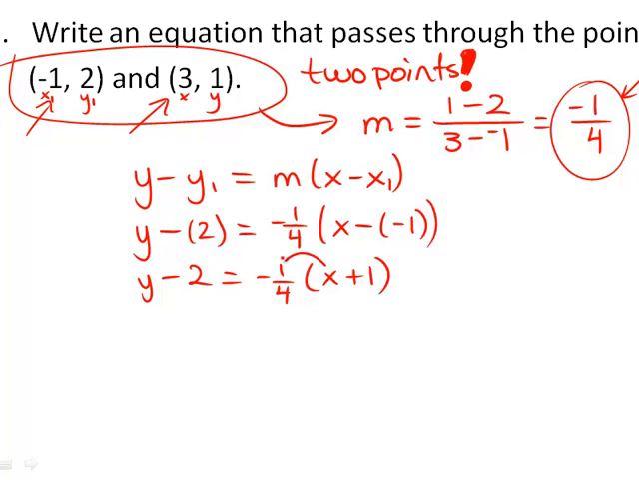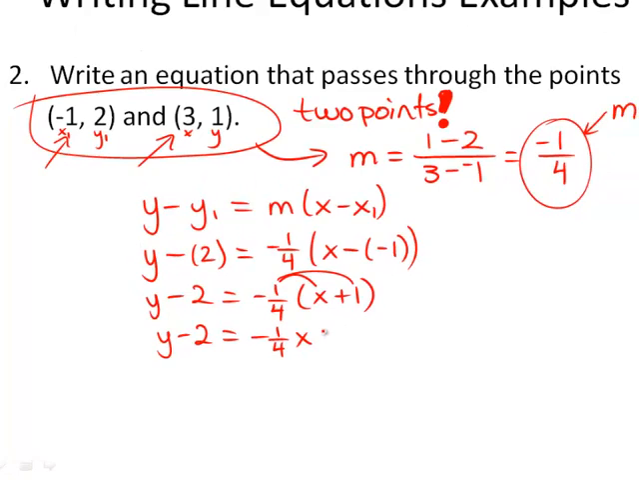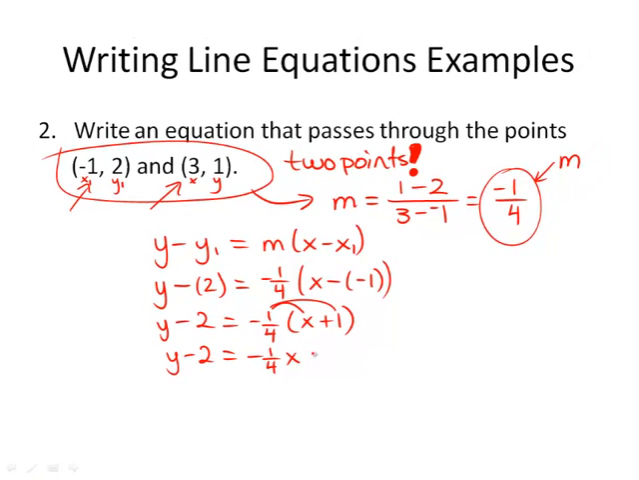Now I need to distribute my fraction of -1/4. So y minus 2 equals negative a quarter x, and then negative a quarter times 1. And sometimes if this is a different number, you'll have to use your knowledge of multiplying fractions here. Or if you really like, you could multiply everything by 4. But let's try it this way in this case. So that'll give us negative a quarter. So we want to add 2 to both sides. And we've got y equals negative a quarter x, and we're going to go negative a quarter plus 2.